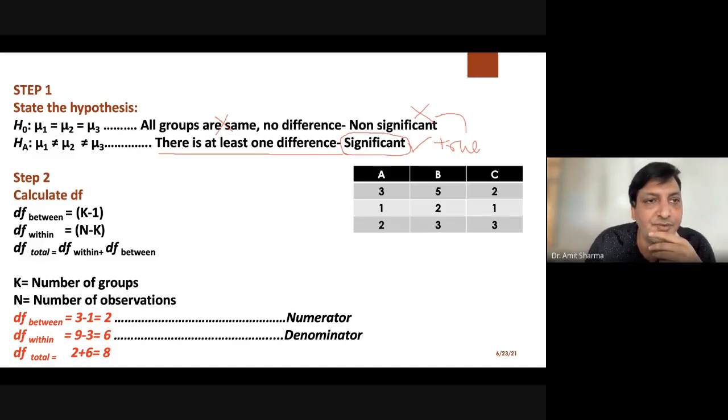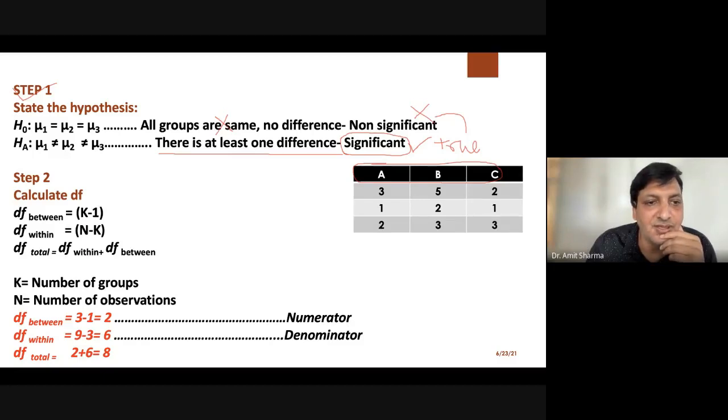Clear? So step 1 we have completed. We'll just state our hypothesis. We'll write whatever groups are given by the examiner, group A, B, and C. We'll say that all groups are similar as per the null hypothesis, and as per the alternative hypothesis, there is a difference in the groups, at least one difference is there. In step 2, we have to calculate the degree of freedom.